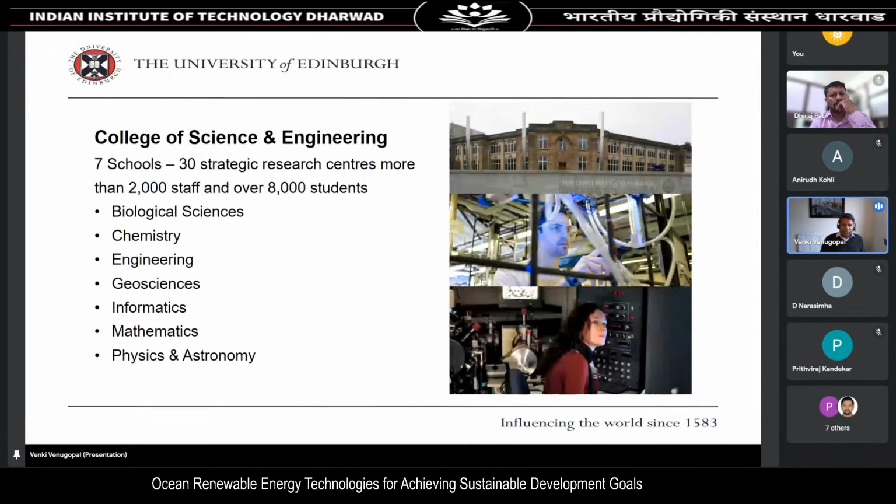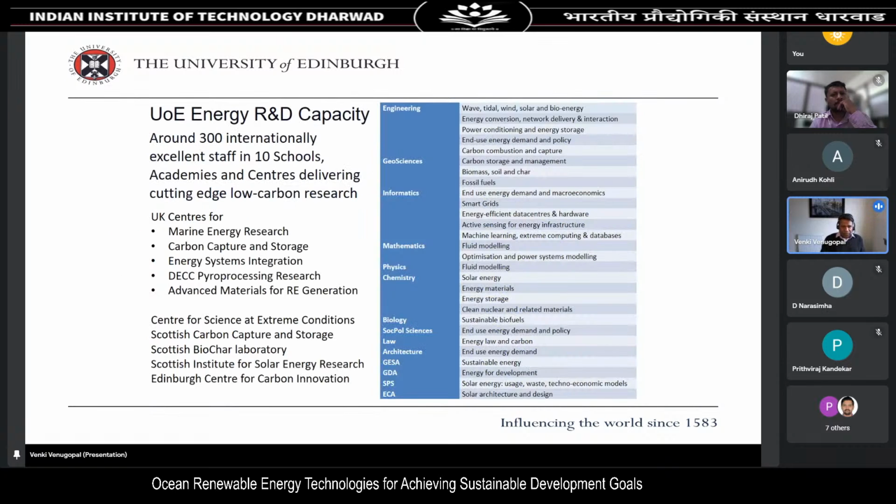And let's look at the College of Science and Engineering. If you recall, I've said there are 3 colleges within the university. The College of Science and Engineering has 7 schools and 30 research institutes. And we have more than 2,000 staff and 8,000 students attending the College of Science and Engineering. It covers biological sciences, chemistry, engineering, geosciences, informatics, mathematics, physics, and astronomy. That's the major field of teaching and research we do under the College of Science and Engineering.